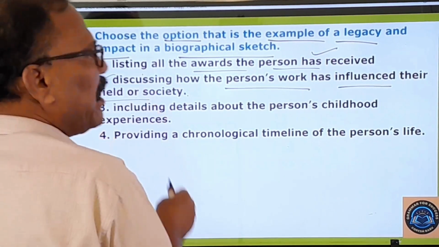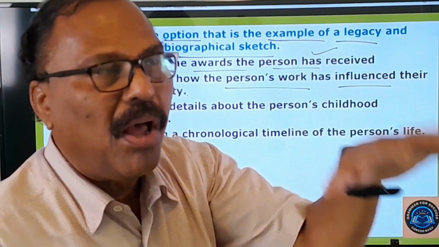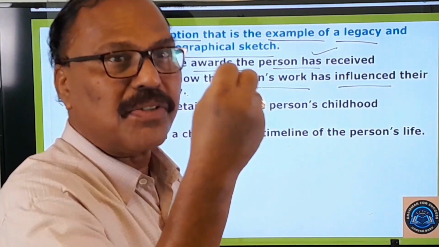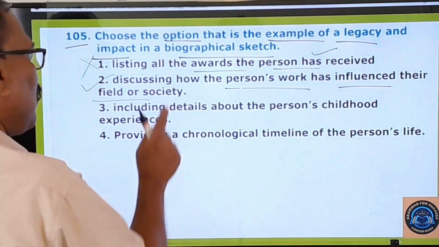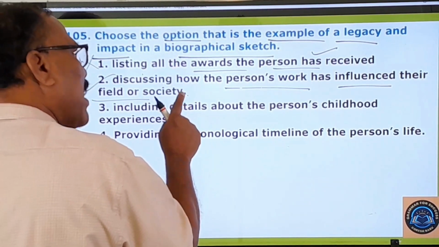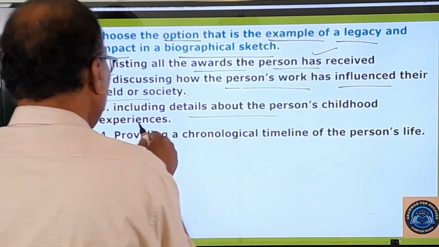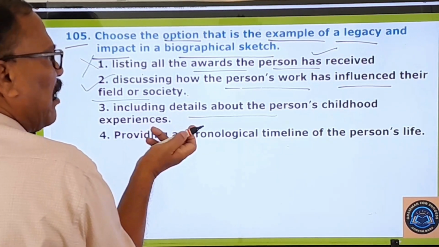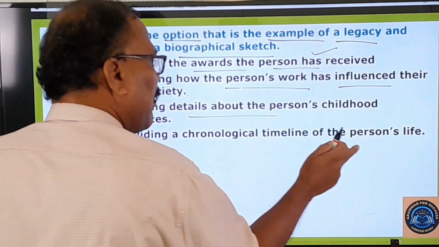So this is the right one, because how his writings have impacted the people, how his works have influenced the society or the field in which he is working. So that is the legacy. It is the impact. Okay. Including details about the person's childhood. So this doesn't show any impact on the society or people. Therefore wrong. Providing a chronological timeline of the person's life.